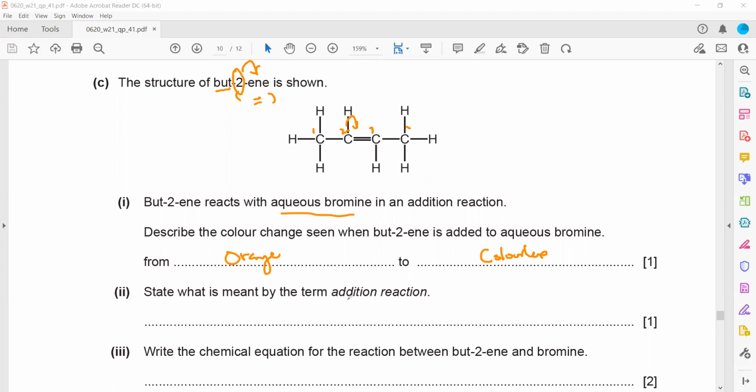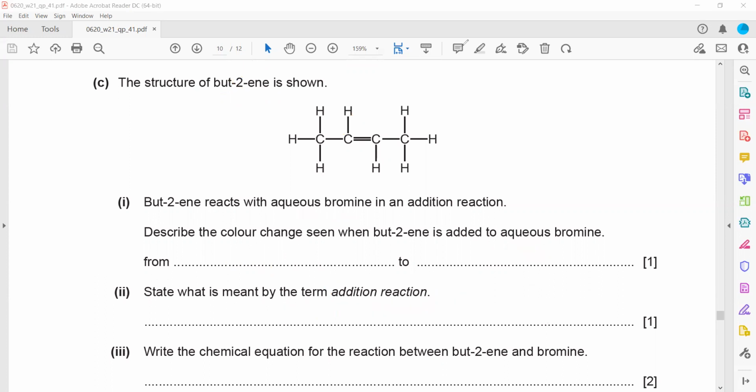The next part: what is meant by the term addition reaction? What is the definition of addition reaction? The term addition reaction means when we have more than one reactant and only one product, we call that an addition reaction. Addition reaction means we have more reactants, and when they combine, they give only one product. That type of reaction is known as an addition reaction.